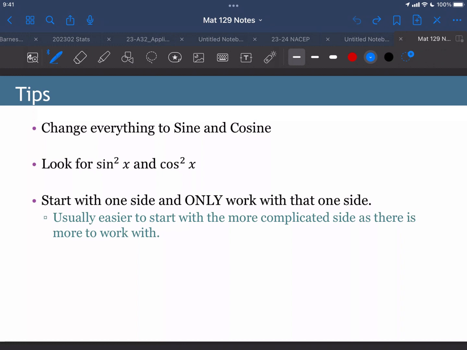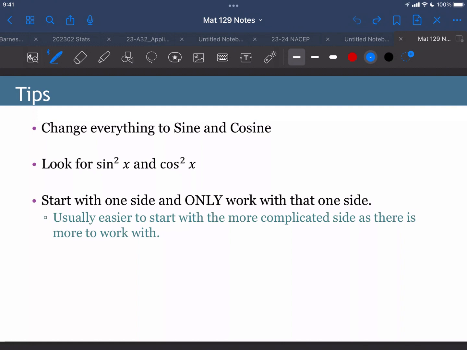Also look for sine squared and cosine squared. You know those functions, so sine squared plus cosine squared equals 1, and therefore 1 minus sine squared equals cosine squared, vice versa, etc. So look for those and replace those.